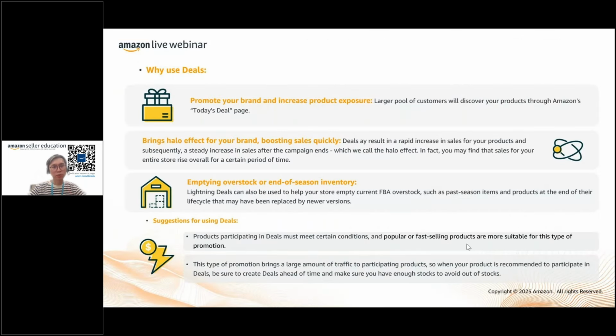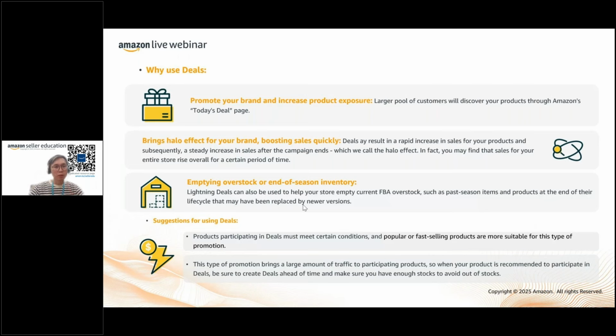Okay, why use deals? Given that the requirement is slightly higher, it also has a higher product exposure possibility, because there is a dedicated deals page, like Today's Deals, where it gets a lot of the traffic. So more people will be able to see your product. And from what we see, there is also a halo effect. Usually after a certain big event, you still get the product visibility. Even when the campaigns end, you may still find sales over some period of time.